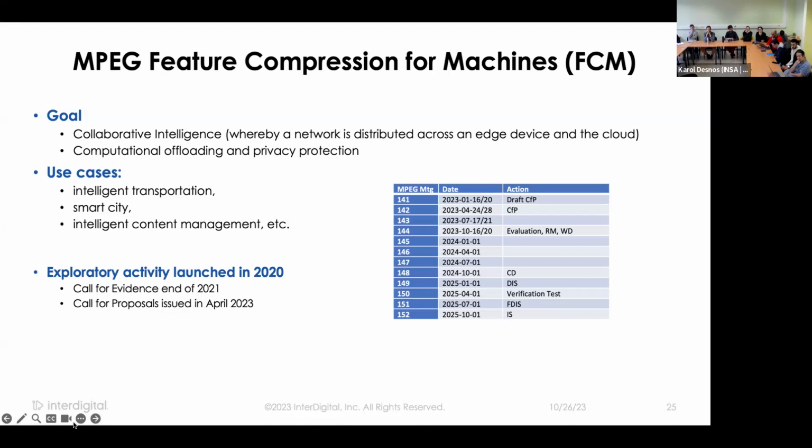It was launched in 2020, 2021, and the call for proposals was issued in April, and we actually analyzed it two weeks ago.